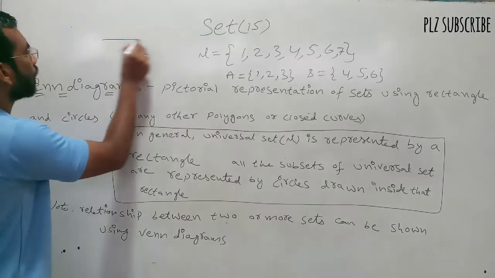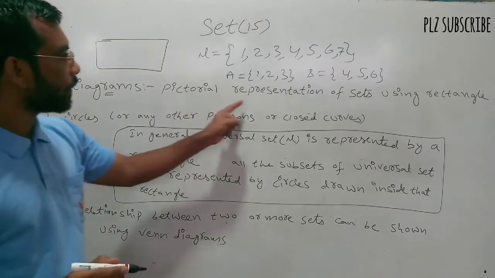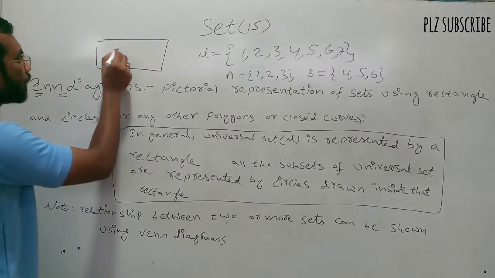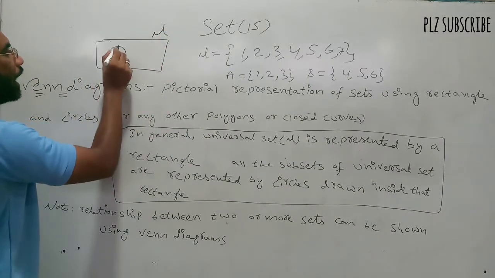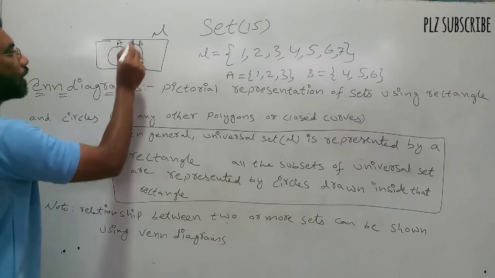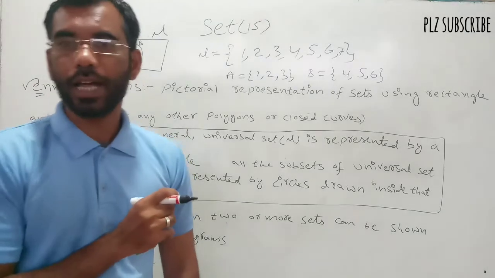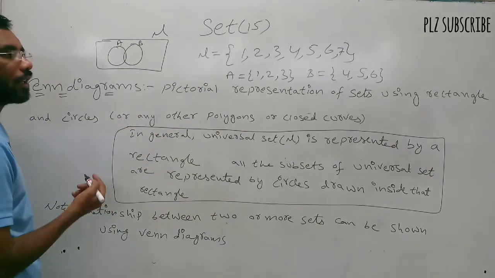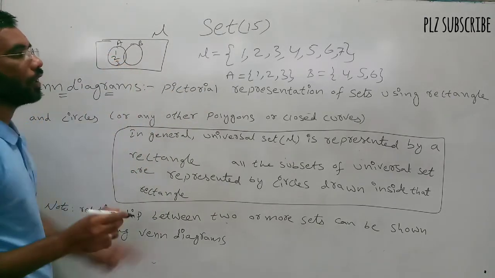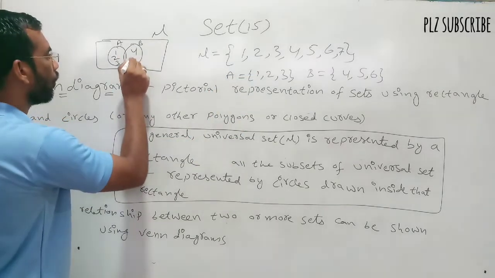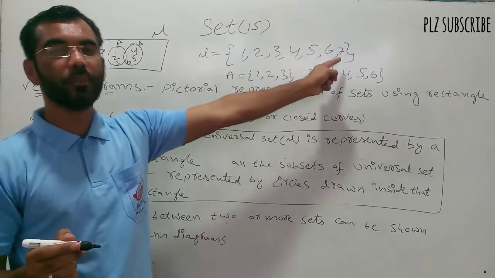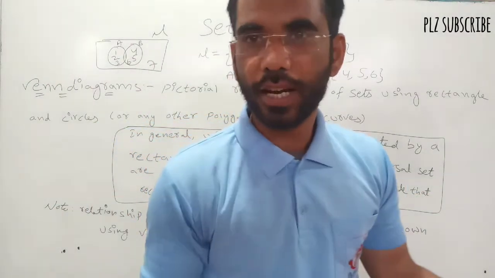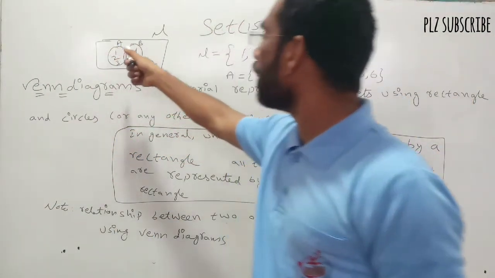See, first of all, represent mu using a rectangle. In this rectangle, draw one circle as A and another circle as B. Set A, set B, and this is the mu set. Now, what are the elements in A? 1, 2, 3. And in B? 4, 5, 6. Now, what is remaining in mu? 7. 7 will be outside because it is not present in set A and it is not present in set B.